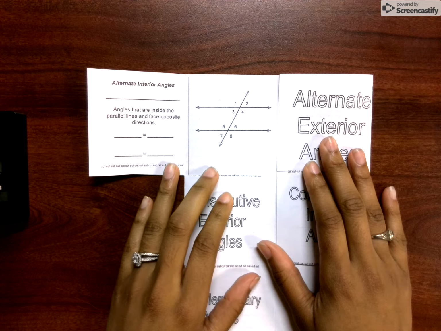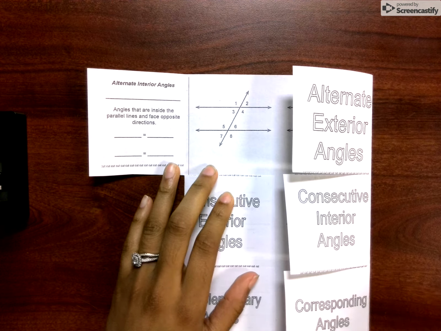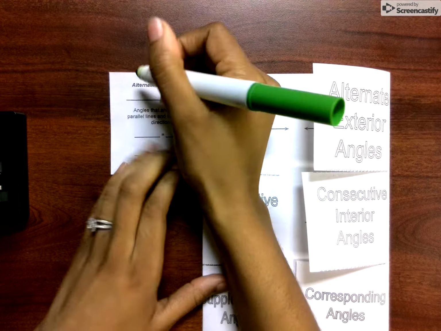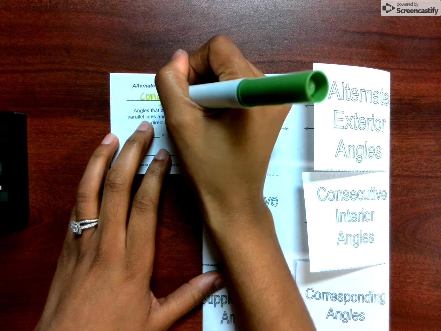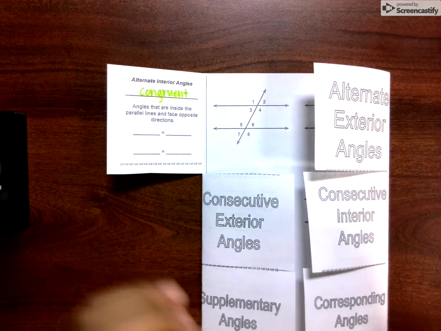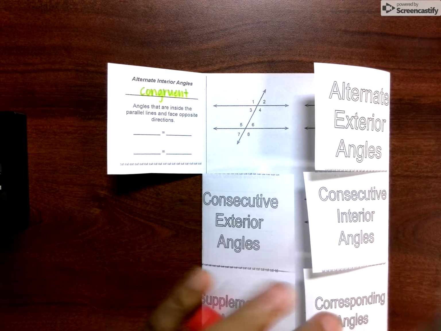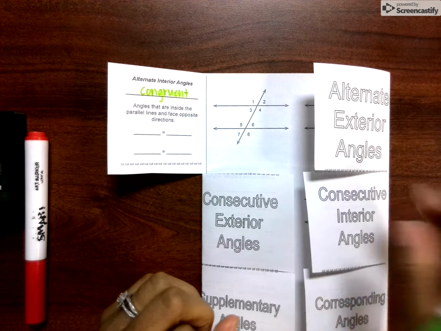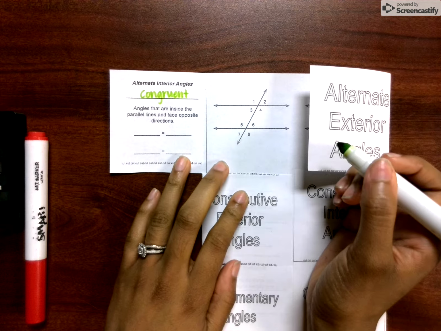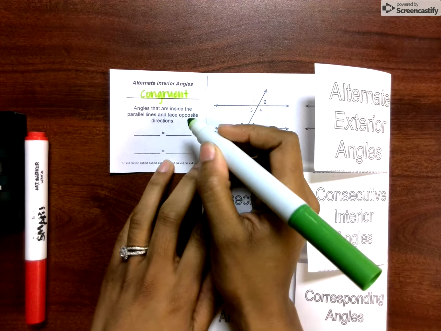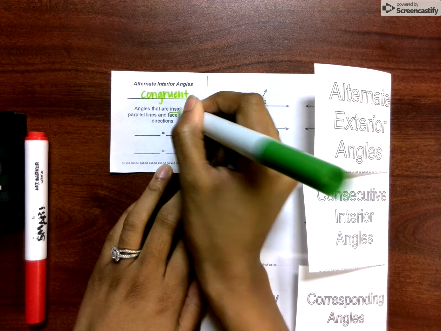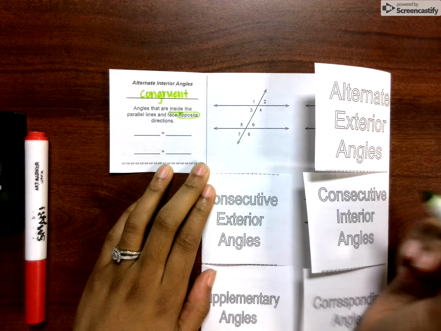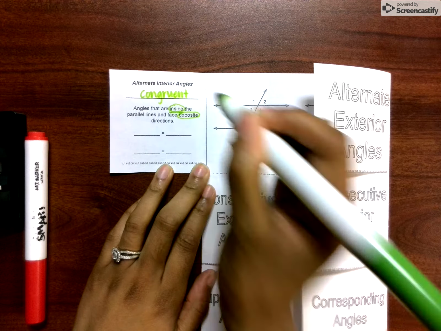First, let's take a look at alternate interior angles. Alternate interior angles are congruent. So go ahead and write that down. And you're going to need two different color markers for this. So we're going to identify the different types of alternate interior angles. But first, let's underline what the keywords are. Alternate interior angles are angles that are inside the parallel lines and face opposite directions. So those are your keywords, inside and opposite. Circle those two words for me.